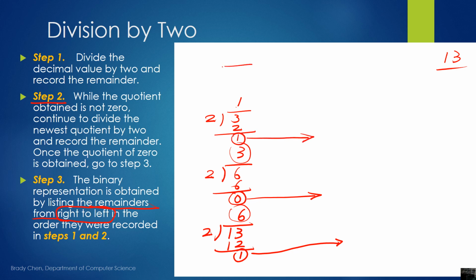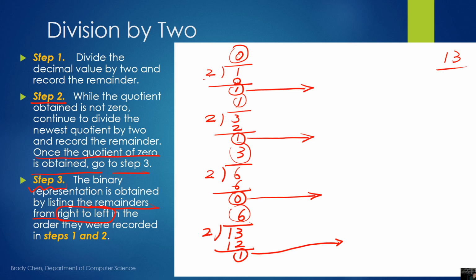The next one is 1, the nearest quotient. 1 divided by 2. You get a quotient 0, because you cannot put 1: 1 times 2 is 2, and 2 is bigger than 1. So you put the quotient 0. And 0 times 2 is 0, 1 minus 0 is 1. So that's another remainder. Now we have the quotient 0. Once the quotient of 0 is obtained, go to step 3.